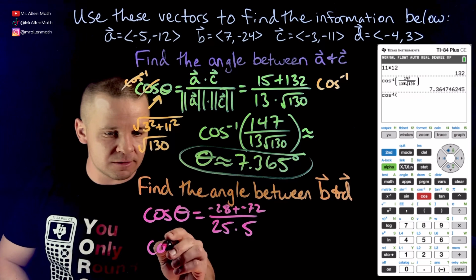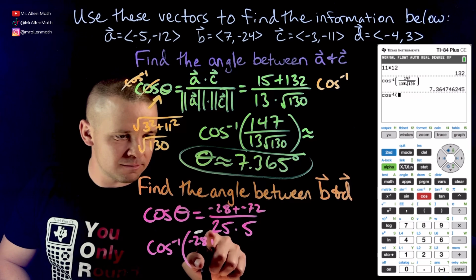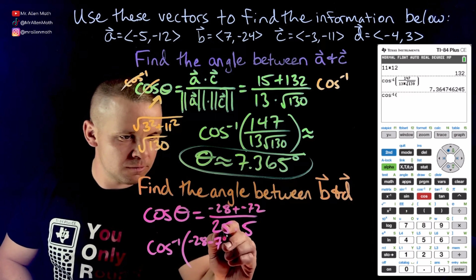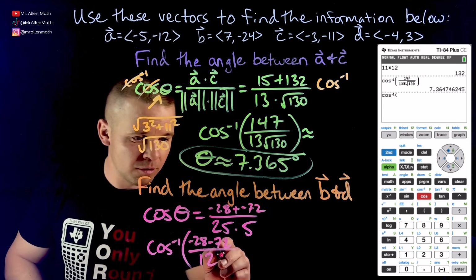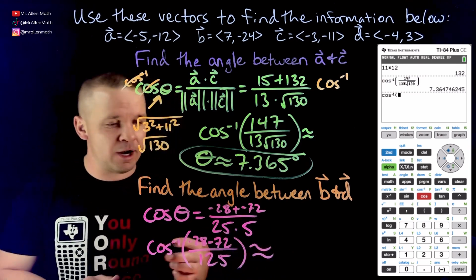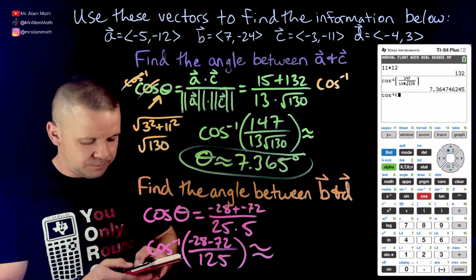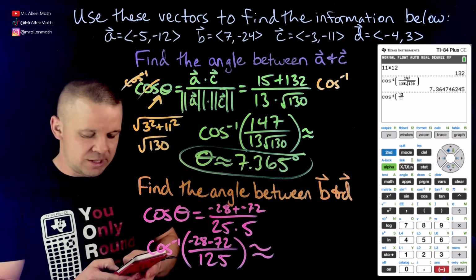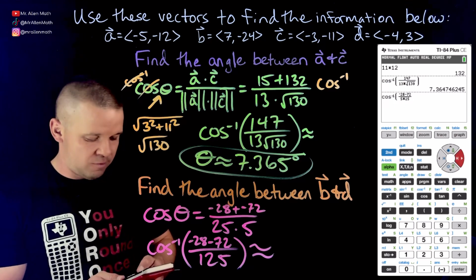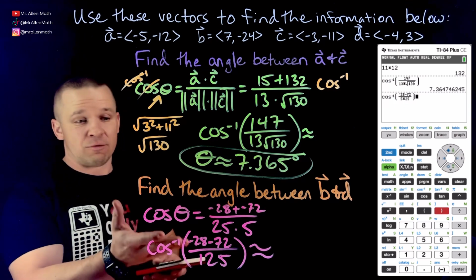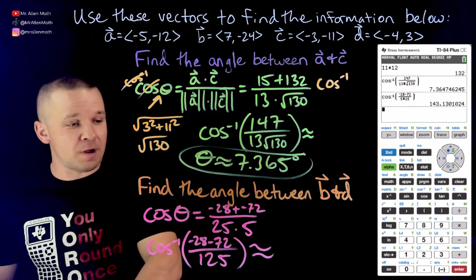So I can be like, all right, check it out. We've got cosine inverse of, -28 minus 72 over 25 times 5, 125. Or just type it in as 25 times 5, it's up to you. Maybe show that you're doing the inverse. So we've got the alpha x fraction: negative 28 minus 72 over 5 times 25 or 125, whatever you want. I'm just showing you can type it all in. You don't have to do any of the arithmetic yourself. You've got the calculator there anyway. Hit enter. 143, a much larger angle this time.